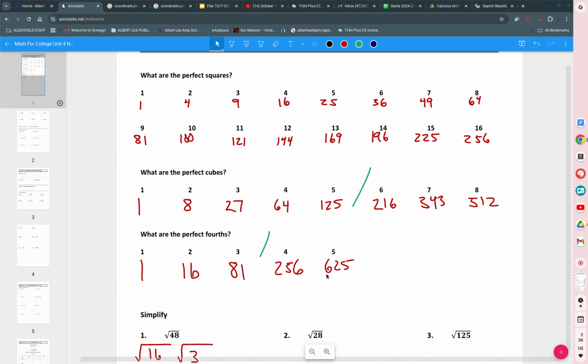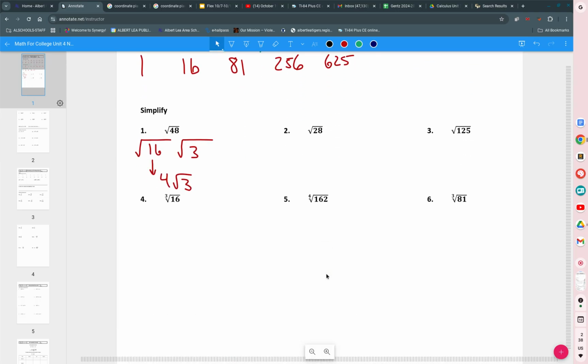4 goes in how many times? So I'm going to write the square root of 4 times the square root of 7. Again, the first number is what you can take the square root of, and the square root of 4 is 2. Now I have the root of 7.